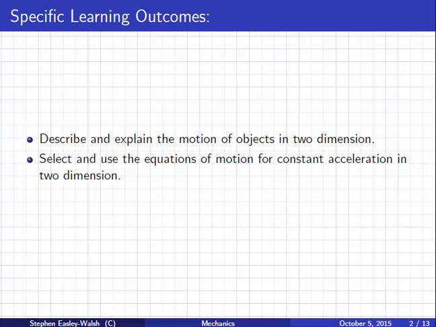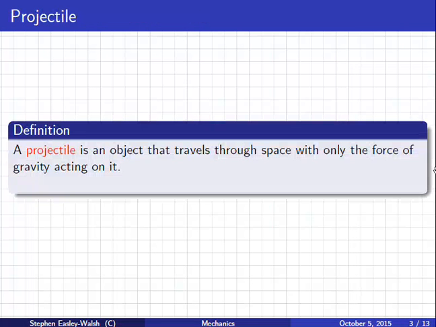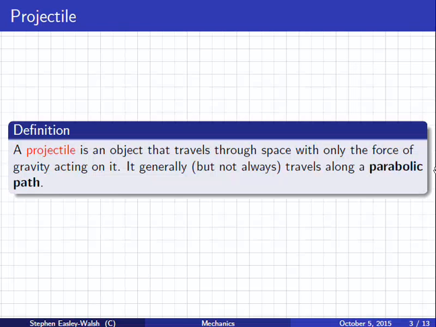Okay. Next. Okay. Is it lesson 9? It is, I think. It is lesson 9. Exciting. Alright, so what is a projectile?